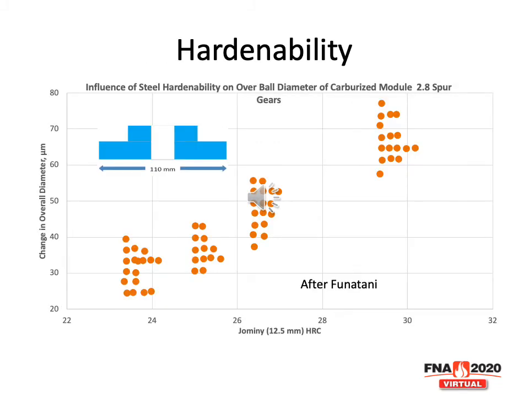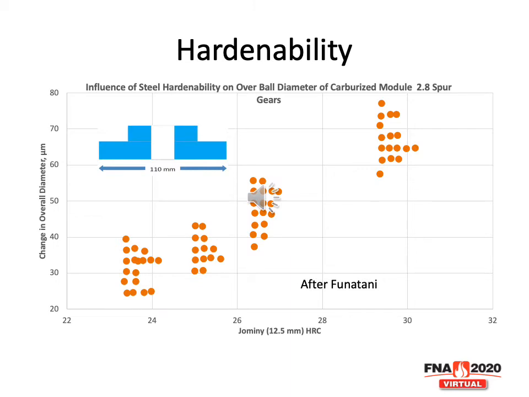In a study conducted by the late Kiyoshi Funatani, he examined the influence of steel hardenability over the ball diameter of a carburized spur gear. And he noticed that the hardenability greatly influenced the change in the overall diameter. Hardenability is a large factor in distortion, and typically the higher the hardenability, the more prone it is going to be for distortion.